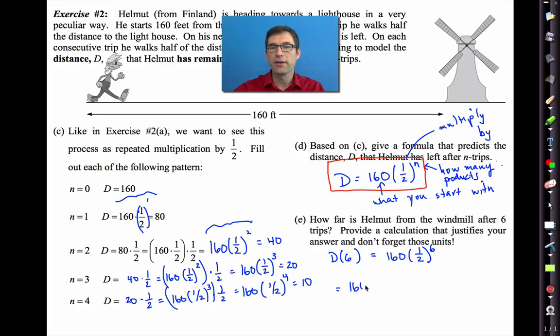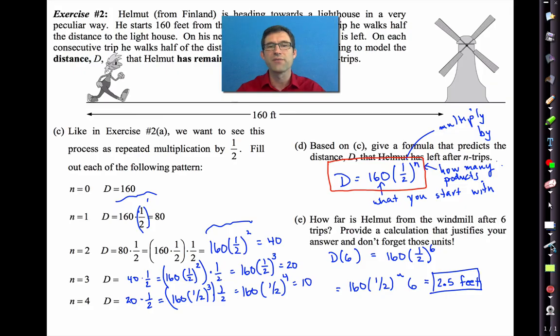Again, in your calculator, you could literally put this in: 160, parentheses around the 1/2, caret for the power symbol, to the 6th. I got to cheat a little bit by looking at this. I almost read off the answer to one of the previous problems, but this ends up being 2.5. And in fact, he's 2.5 feet away from the windmill at that point. 2.5 feet.